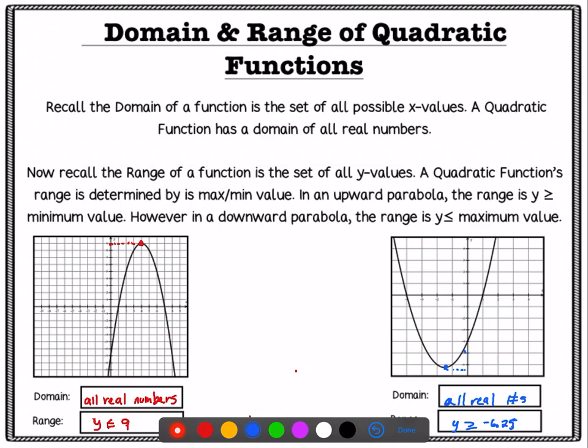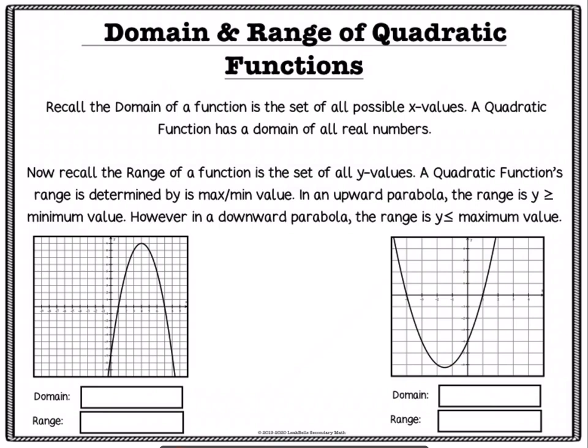So remember that whenever we're talking about the domain of quadratic functions, it's always all real numbers. But when we're talking about the range in a downward parabola, it's all dependent upon the maximum value. And in an upward parabola, it's all dependent upon the minimum value. Hope that helped you understand domain and range.